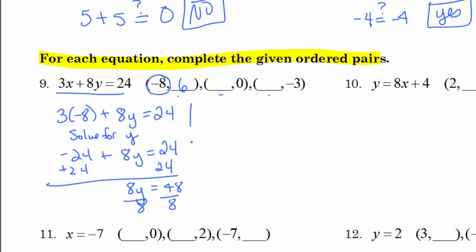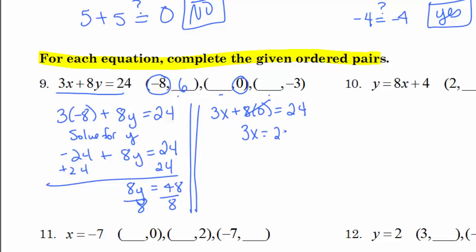It's a solution. The next one, this says to put in 0, not in for x, but for y. Now I like 0 because it's easy, because 8 times 0 is 0. So now I just have 3x equals 24, divide by 3, and I get 8.